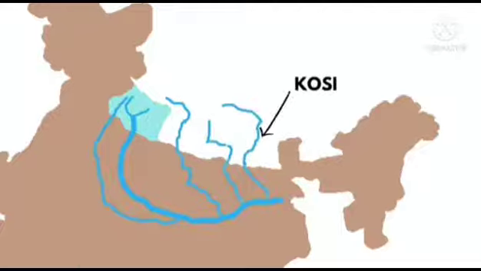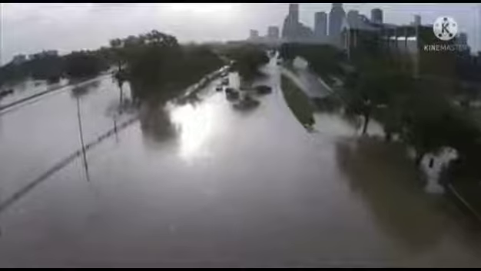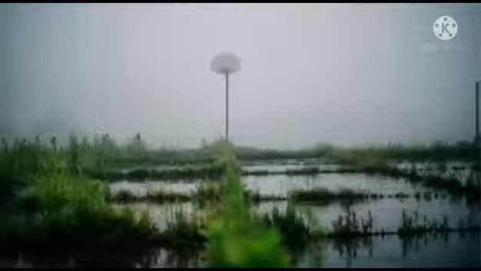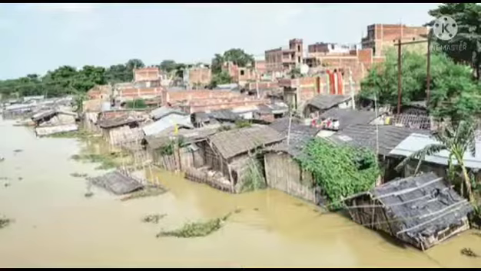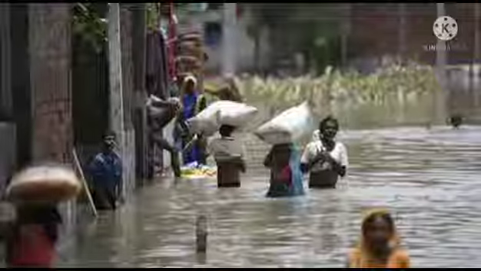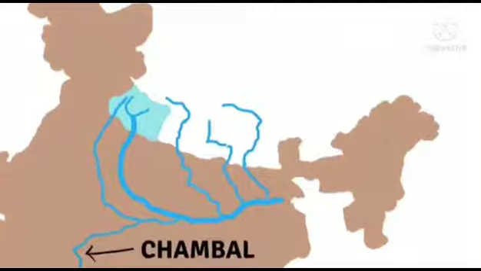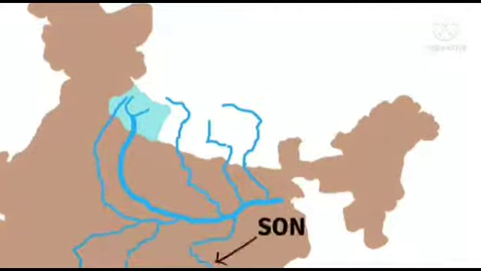Now the Gandak, Kosi and different tributaries are attached to the big river Ganga. Okay, and they are also a big cause of floods, as you know that nowadays they are also facing the big problem of flood. Okay, then Chambal, Betwa, Son also have different tributaries of the river Ganga.